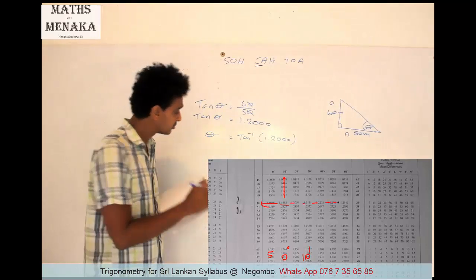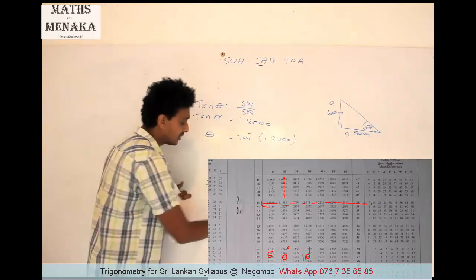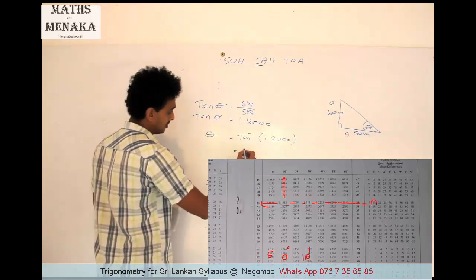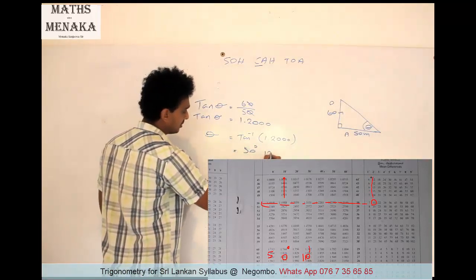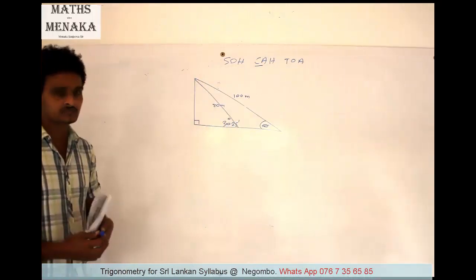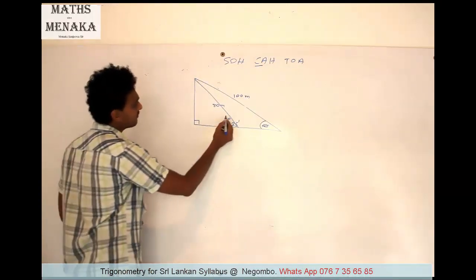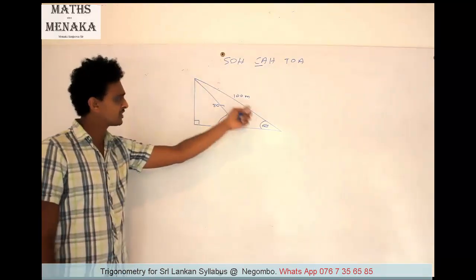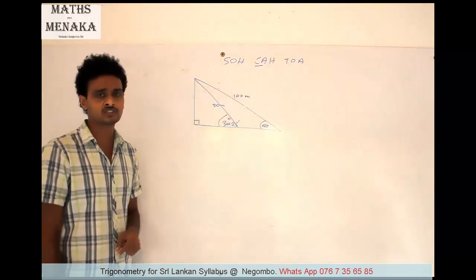Okay, 14 is 2. In the tan mean difference you have to add. So you will get 50 degrees and 12 minutes. Now look at this question. Now you have to find the value of theta. In the past papers there will be this kind of questions.